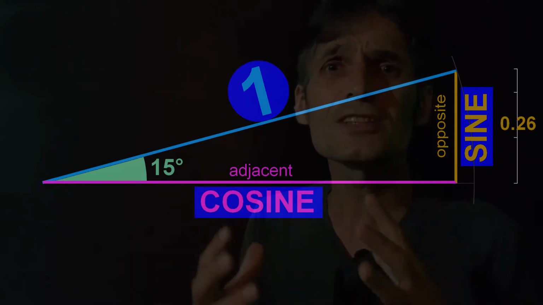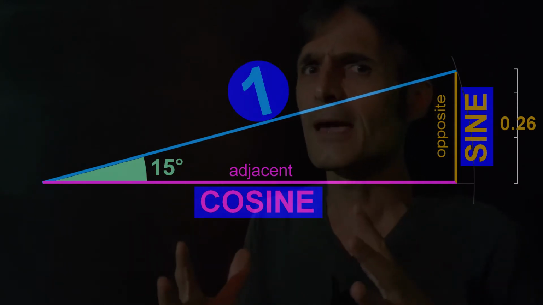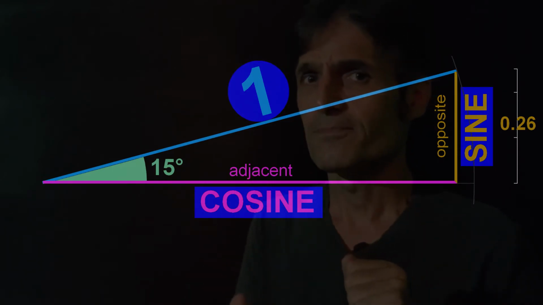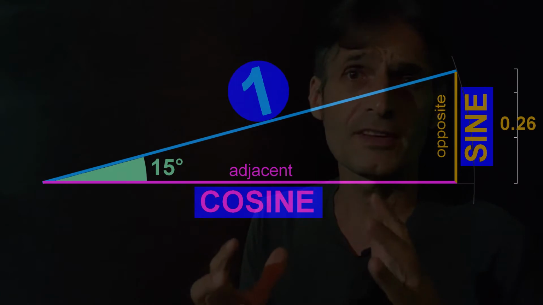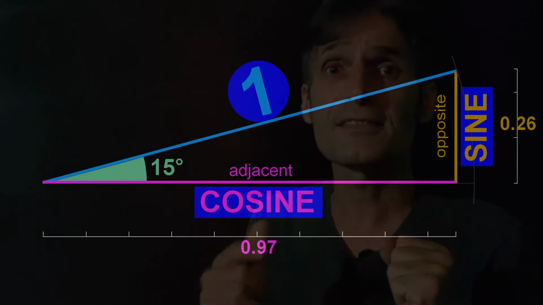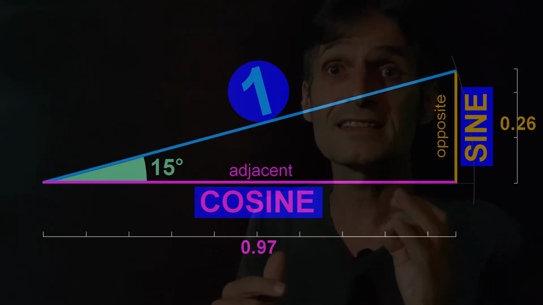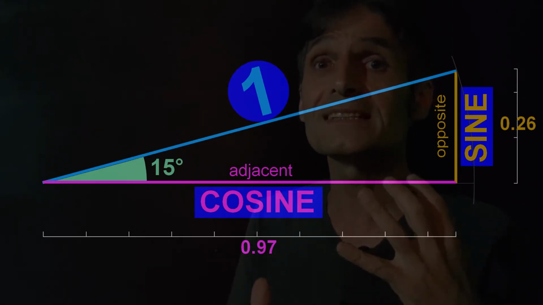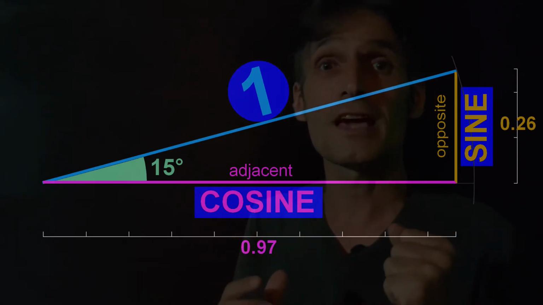As you can see, the opposite is around 4 times smaller than the hypotenuse. So 0.26 makes sense. And the cosine of 15 degrees is 0.97. It's almost as long as the hypotenuse. Sine and cosine could even be seen as a percentage of the hypotenuse.